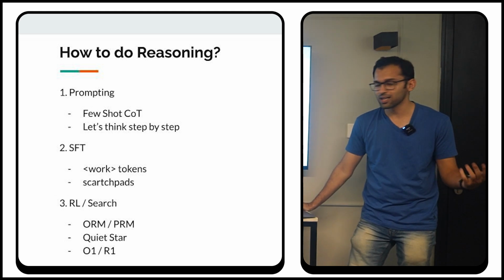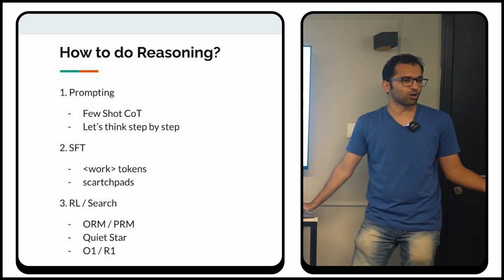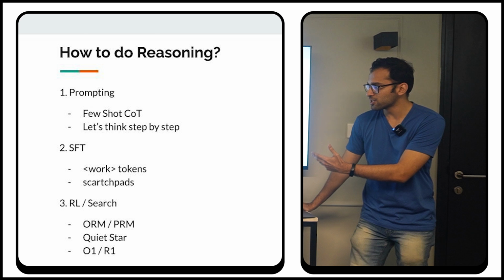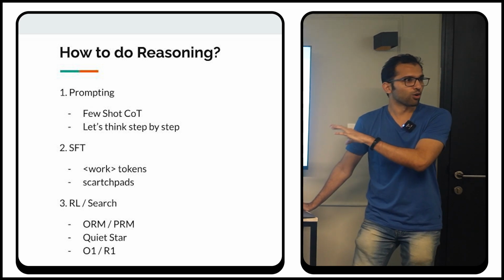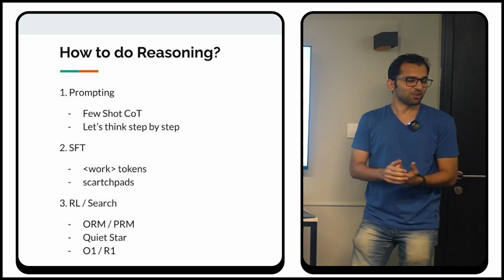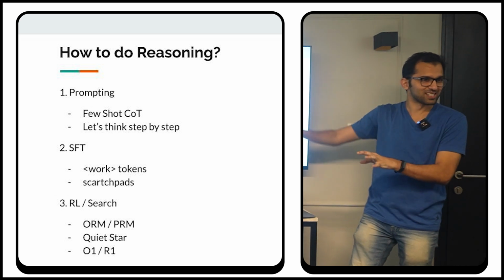The third option is using RL or search algorithms with either outcome reward models or process reward models, something like Quiet-STaR or O1 slash R1. We don't know how O1 and R1 work, but I'm just going to throw out a bunch of guesses today.